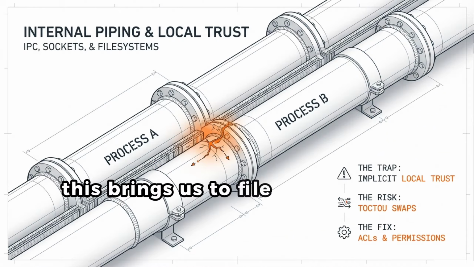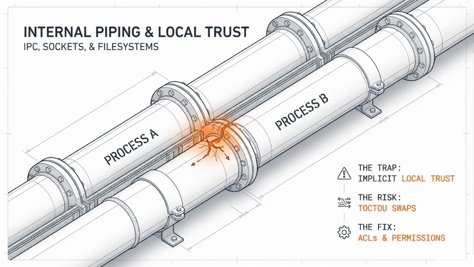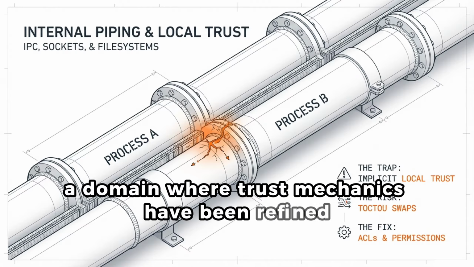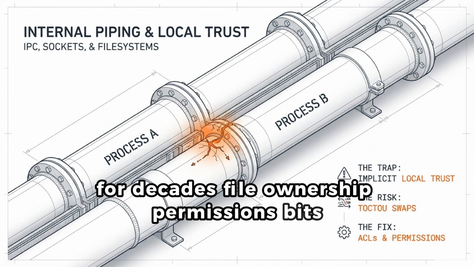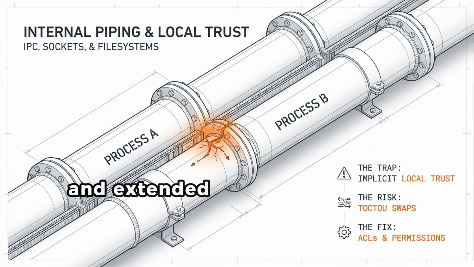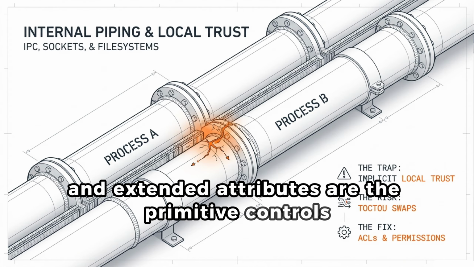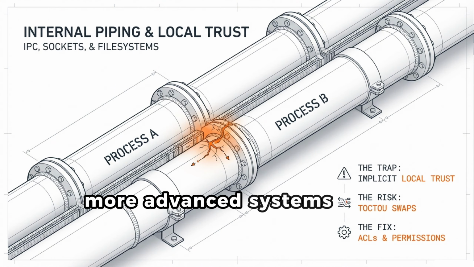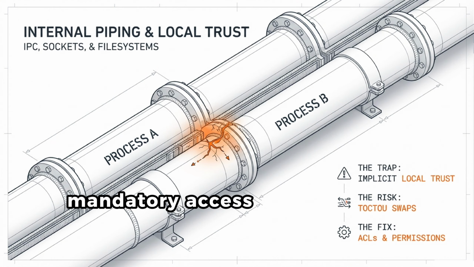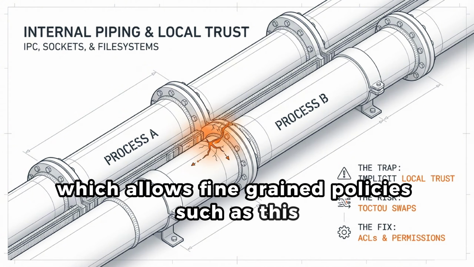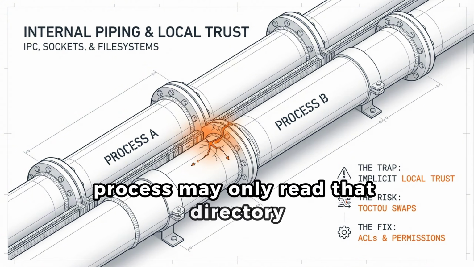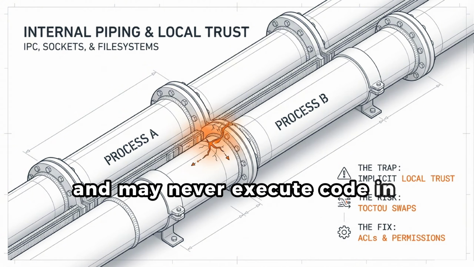This brings us to file systems and permissions, a domain where trust mechanics have been refined for decades. File ownership, permission bits, ACLs, and extended attributes are the primitive controls. More advanced systems layer mandatory access control on top. Think SELinux or AppArmor, which allow fine-grained policies such as: this process may only read that directory and may never execute code in uploads.